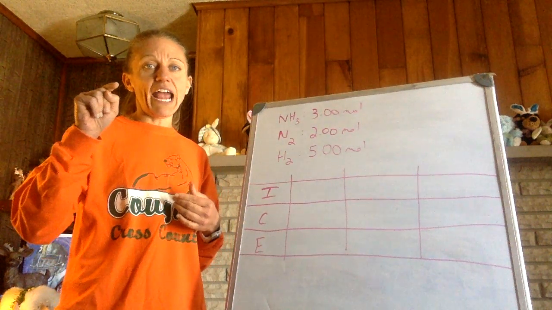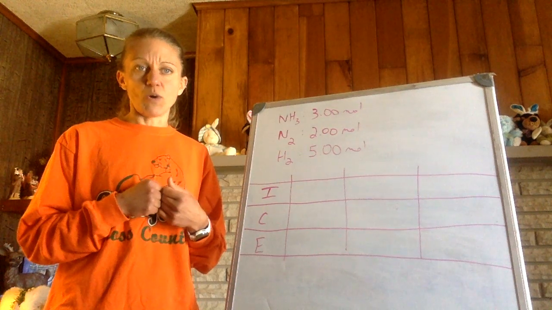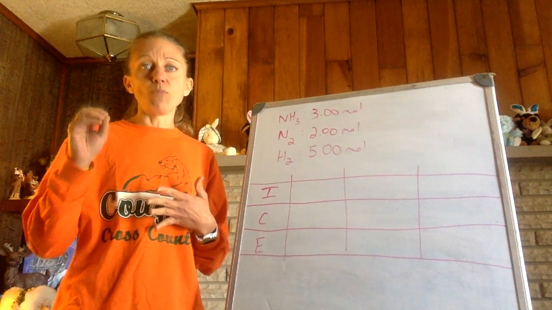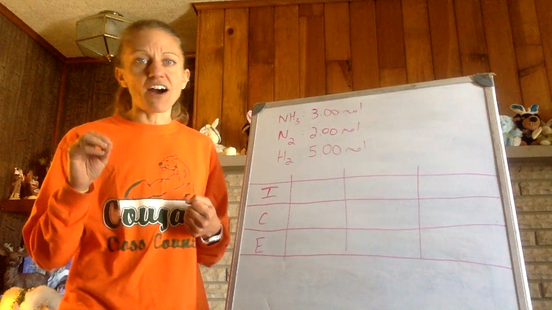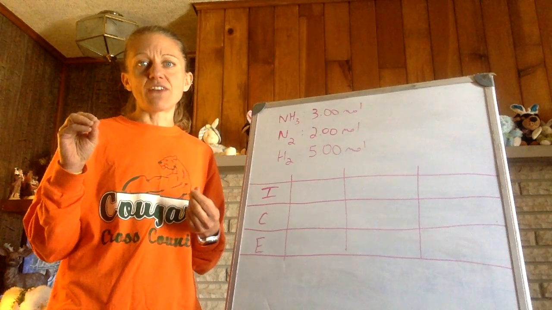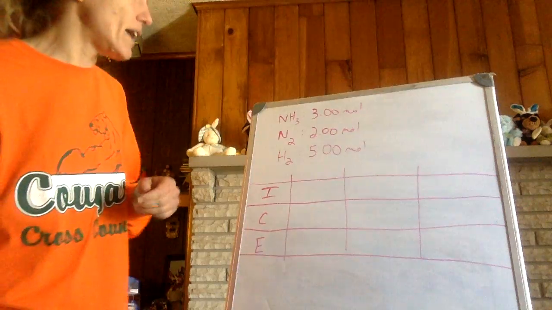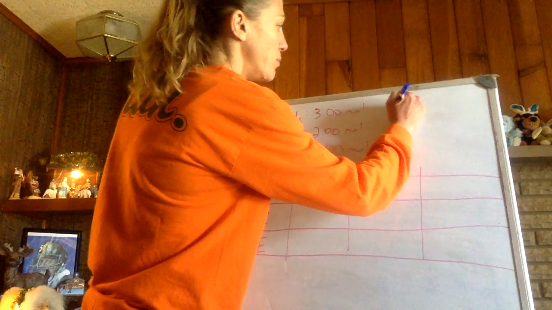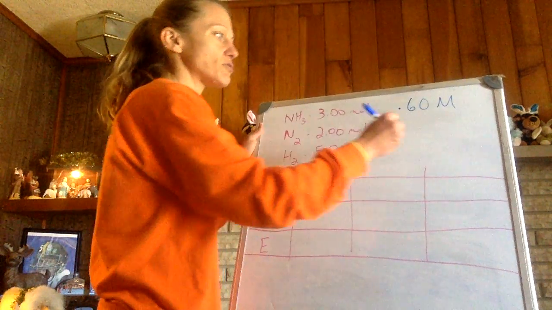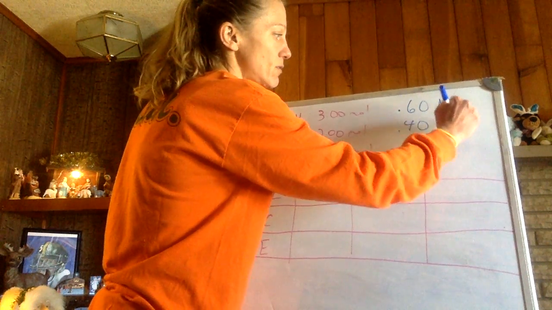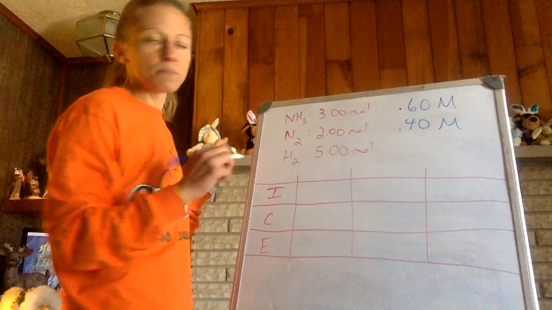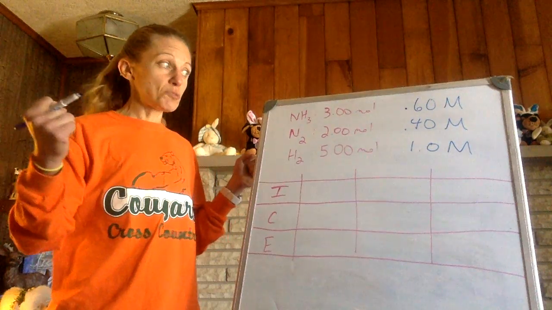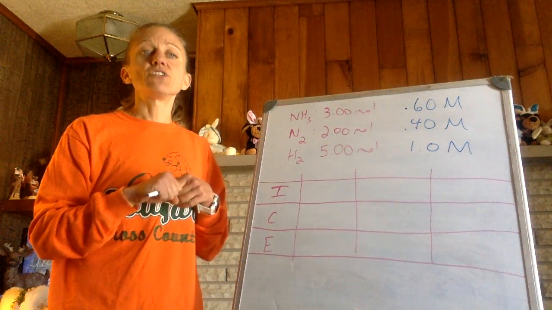First and foremost, I have moles, I have liters, and it isn't 1 liter. So we're going to need to calculate our molarities, our concentrations, as moles per liter. 3 divided by 5, and 2 divided by 5, and 5 divided by 5 will give me my concentrations. So my concentration here is 0.60, concentration here 0.40, and concentration here 1.0. That's just because we're given moles and we divide to get to molarity.